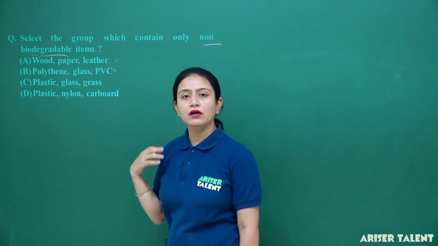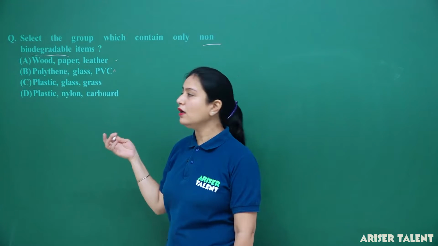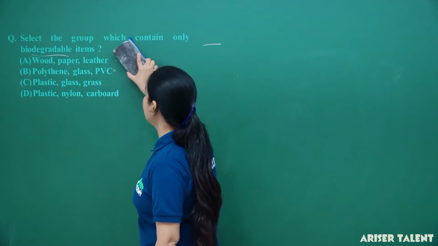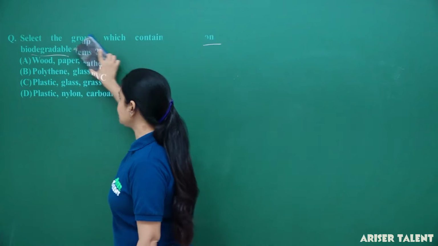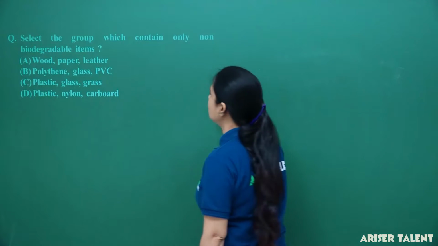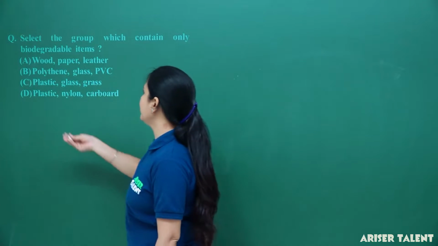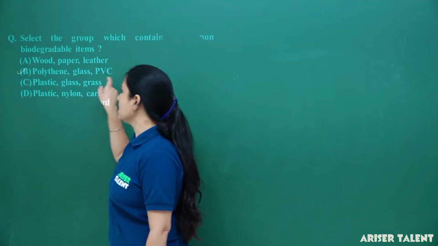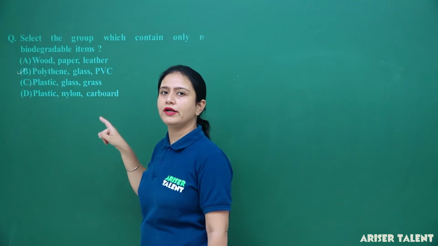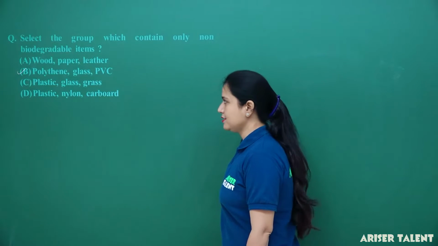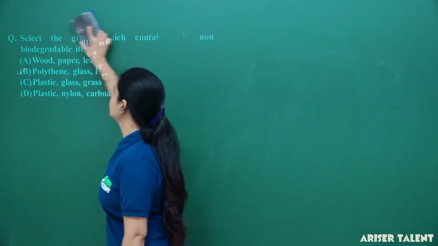Generally, it is made up of wood pulp, and it is also a biotic component. This can also be decomposed by living organisms, that are microorganisms. So, here the correct option for the non-biodegradable items is polythene, glass and PVC. They are non-biodegradable. They cannot be decomposed by microorganisms. Option B.